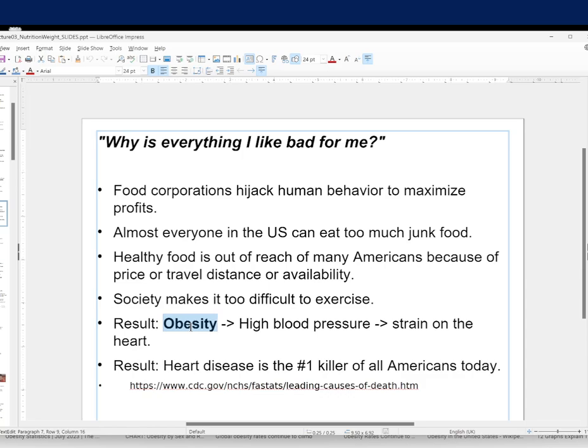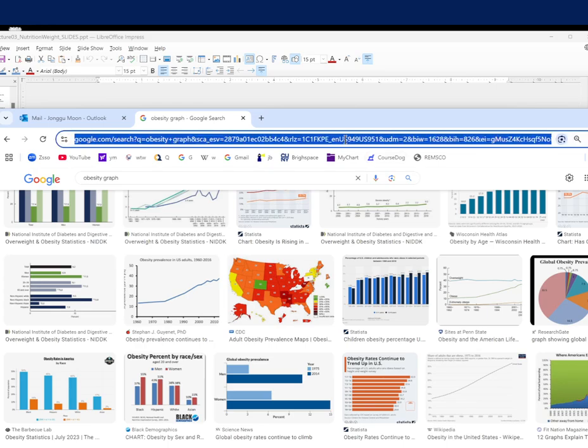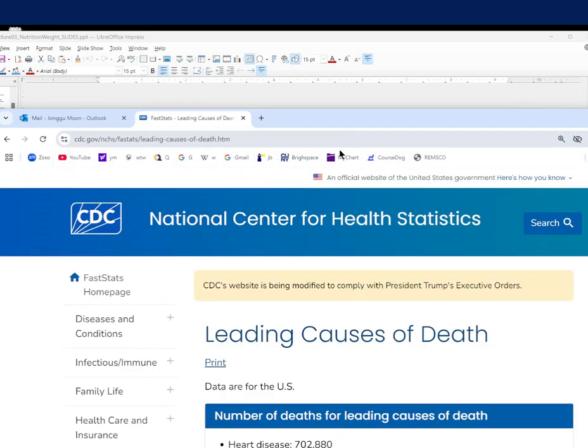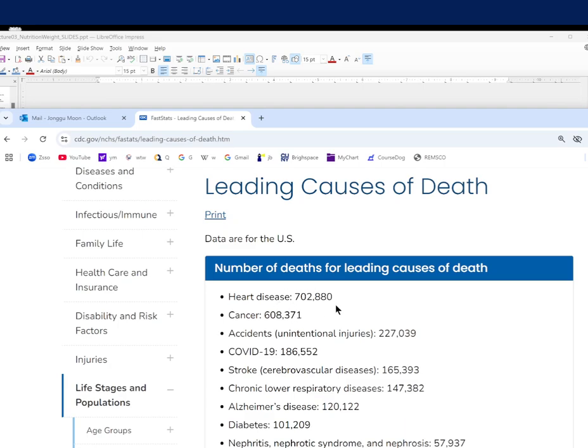And so what is it about obesity that's so bad? Am I fat shaming? How dare I fat shame my students? I'm not fat shaming. I'm not saying obesity makes you ugly. I'm saying obesity leads to high blood pressure, and constant chronic high blood pressure is a strain on the heart, and heart disease is the most common cause of death in the United States.